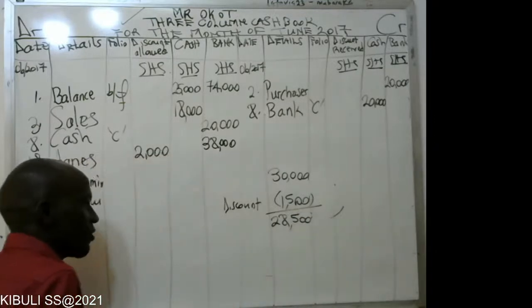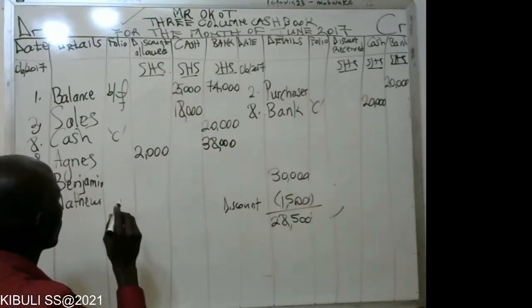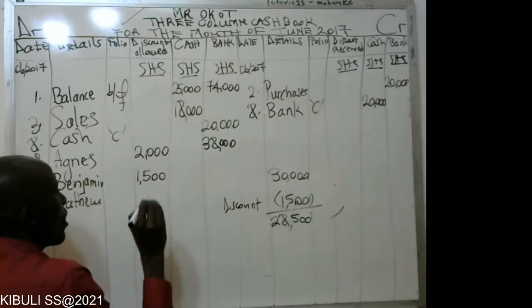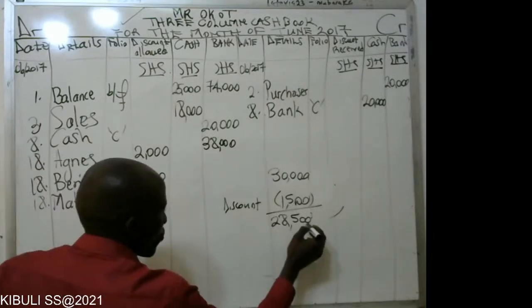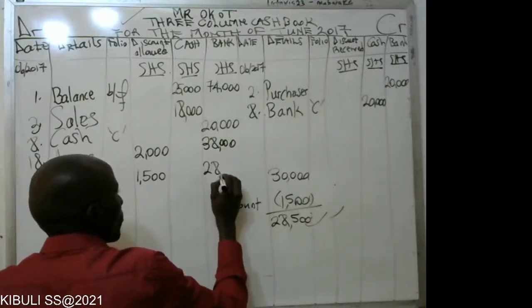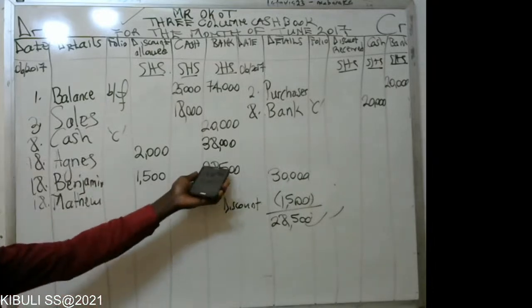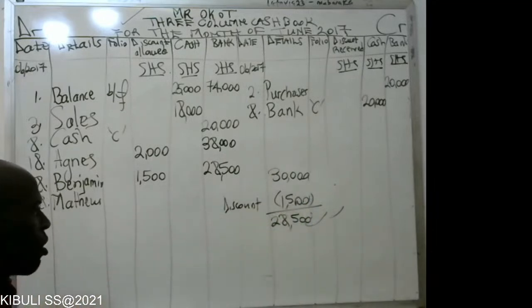So how much is the discount allowed? The discount allowed is 1,500. How much is Benjamin going to give us in form of a check? The actual amount will be 28,500. So you come and record 28,500, so that when you add the 1,500, you go back to the original amount before the discount.